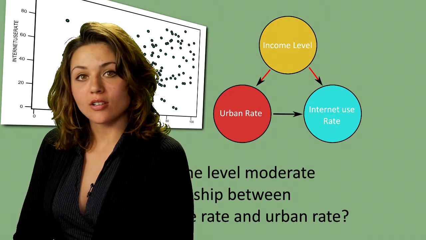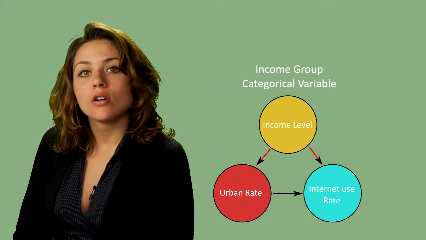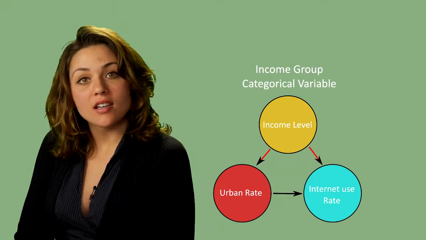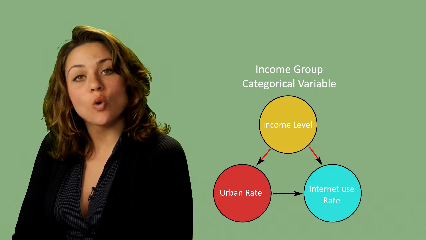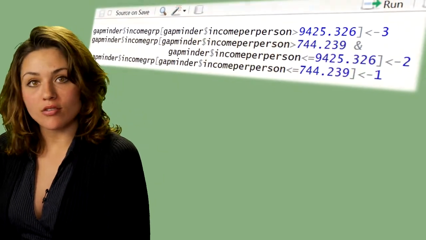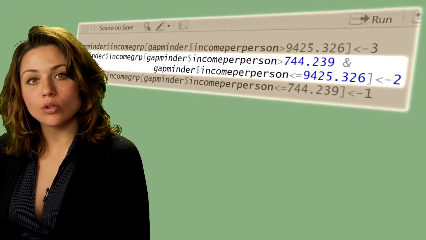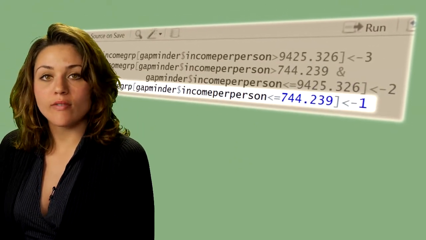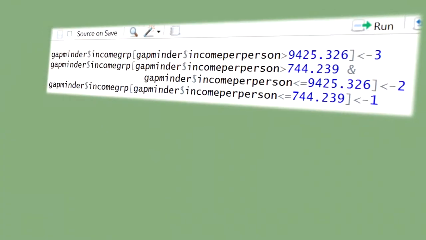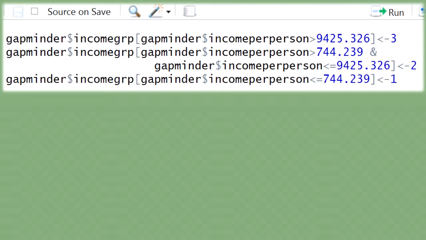To explore this question, we've created a third variable called income group, which is categorical. For this new variable, the income per person variable, which is quantitative, was categorized as a high income country given a value of 3, a moderate income country given a value of 2, and a low income country given a value of 1. The adjustments we make with the correlation coefficient are very similar to the adjustments we made to our Anova syntax and our chi-square syntax when testing moderation.